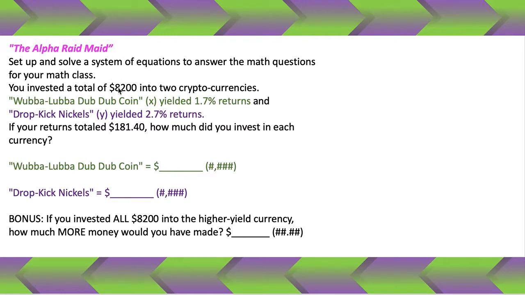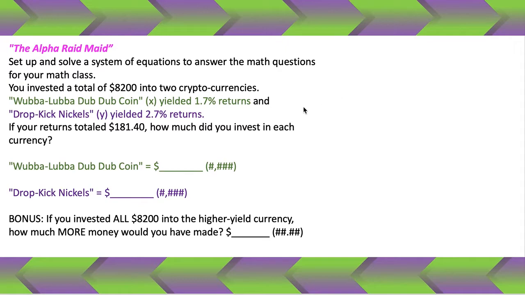You invested a total of $8,200 into two cryptocurrencies. Wubba Lubba Dub Dub coin X yielded 1.7% returns, and Dropkick Nickels Y yielded 2.7% returns. If your returns totaled $181.40, how much did you invest in each currency?